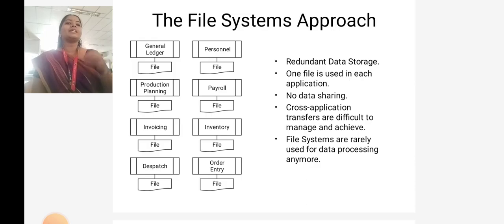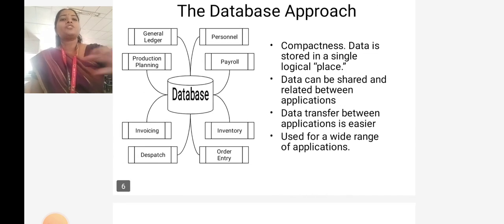So there is redundant data storage. Redundancy of data means what? Repetition of data. One file is used in each and every application, and no data sharing will be accessed or manipulated there. For example, cross application transfers are difficult to manage and achieve. Cross application means that if a single data item is in more than one file, only one will be updated at a particular moment, and the user can misuse the other data stored in other files. So file systems are rarely used for data processing, and anyway this cannot be a good way of storing data. So the database approach came into existence.